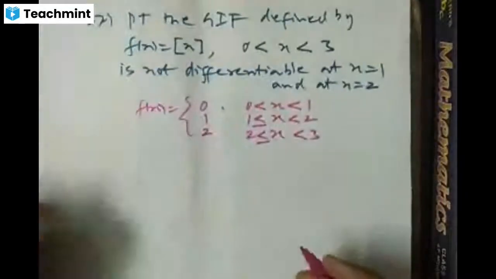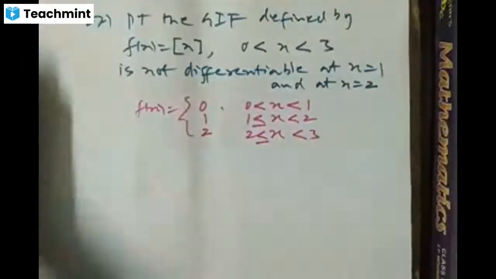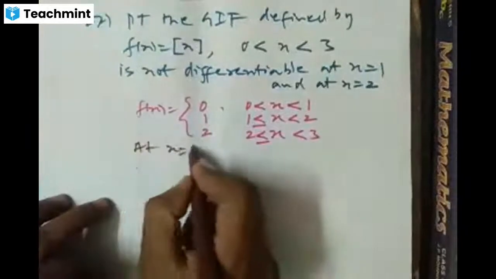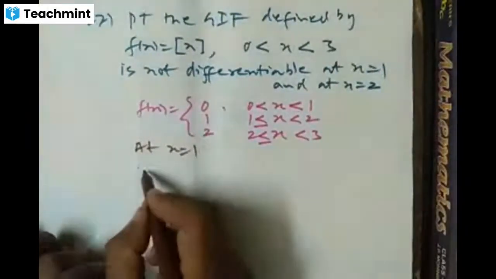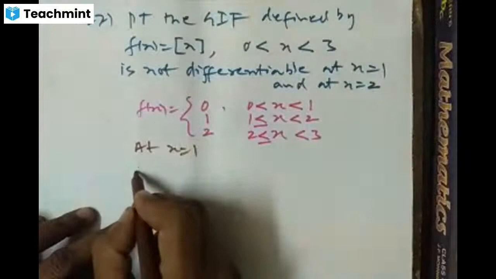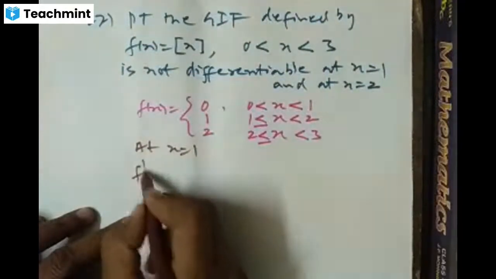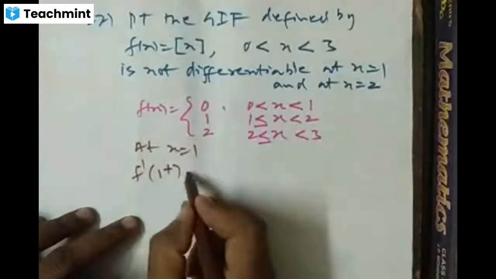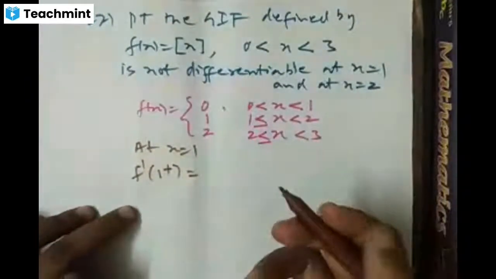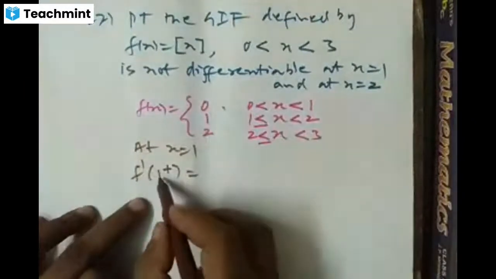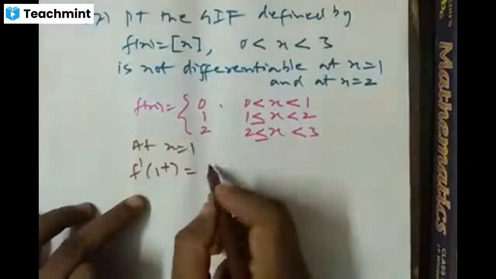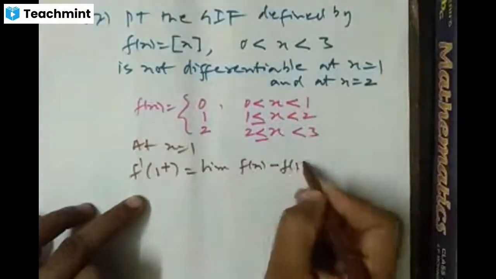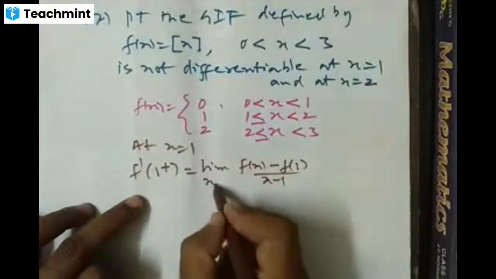Okay, so now at the point x equal to 1, first I'll find the right hand derivative of the function at the point 1. Of course you can find the left hand derivative first also. Right hand derivative of the function at the point x equal to 1. So what is that? Limit of f of x minus f of 1 divided by x minus 1 as x tends to 1.